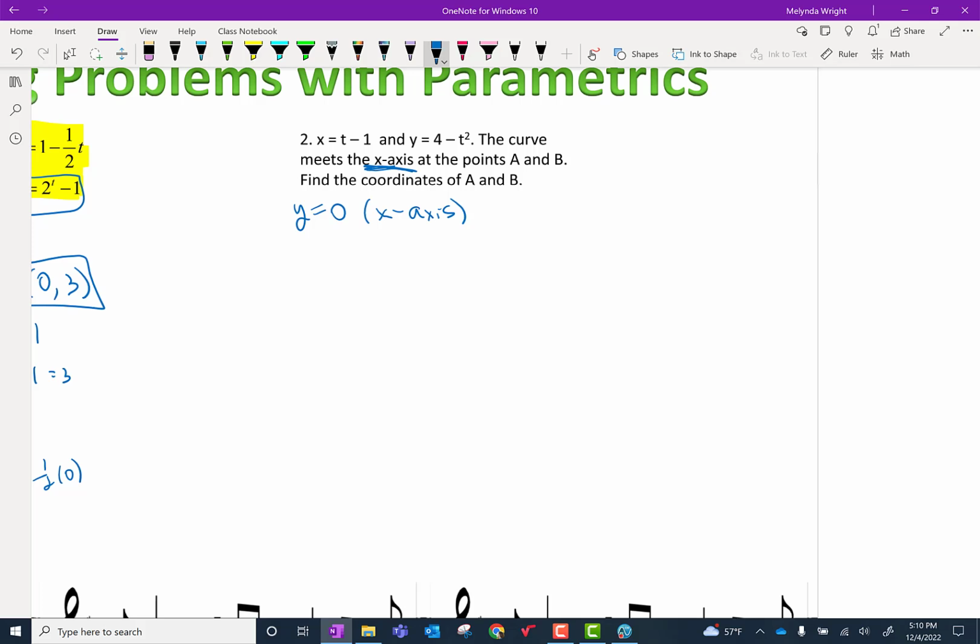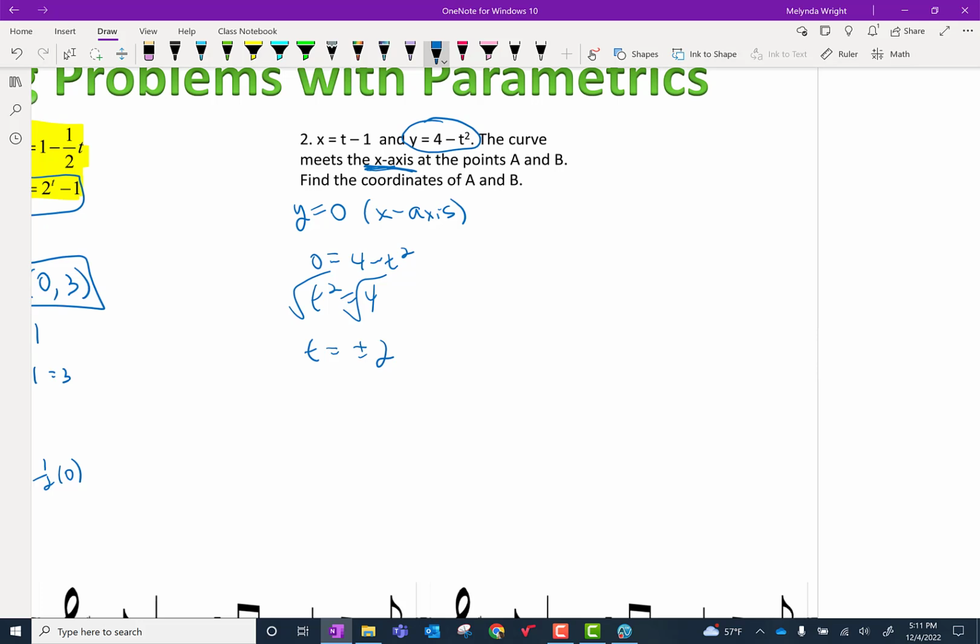So let's go ahead and take the y equation and sub in 0 for the y. So 0 equals 4 minus t squared. And this one's a fairly simple one. We can actually move the t squared over, square root both sides, and we get t is plus or minus 2. Or we could have factored it. That would have been fun also. So what we need to do is focus on both those t values. T equals -2 and 2.